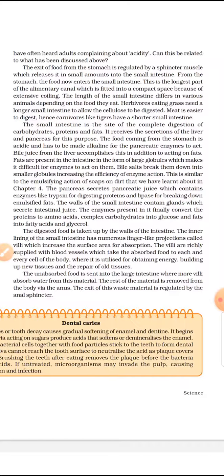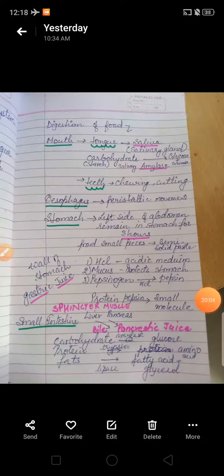The wall of the small intestine contains glands which secrete intestinal juices. The enzyme present in it finally converts the protein into amino acid, complex carbohydrates into glucose, and fats into fatty acid and glycerol. This thing we did yesterday. Yes, we did these things.